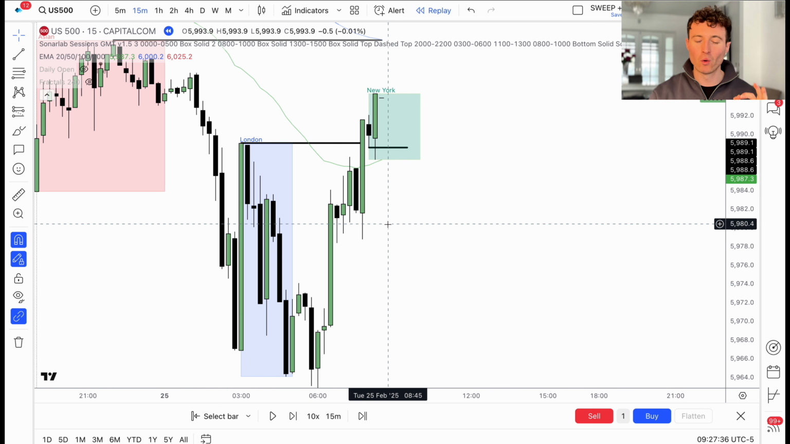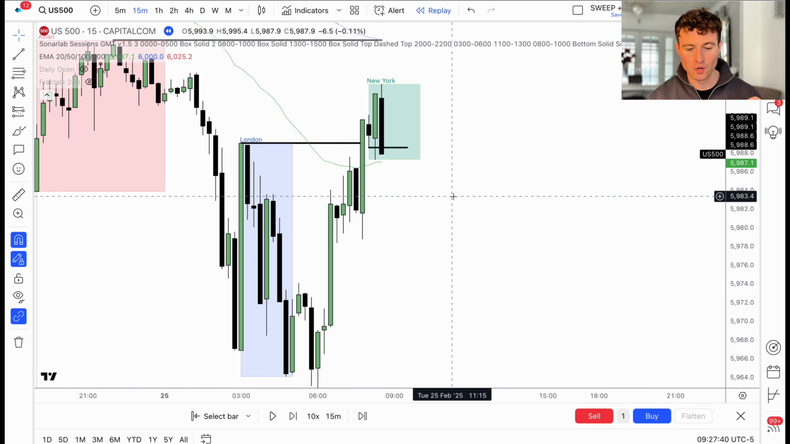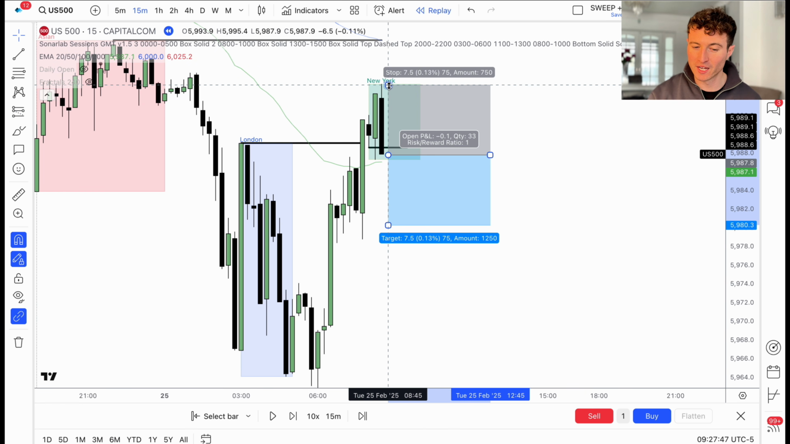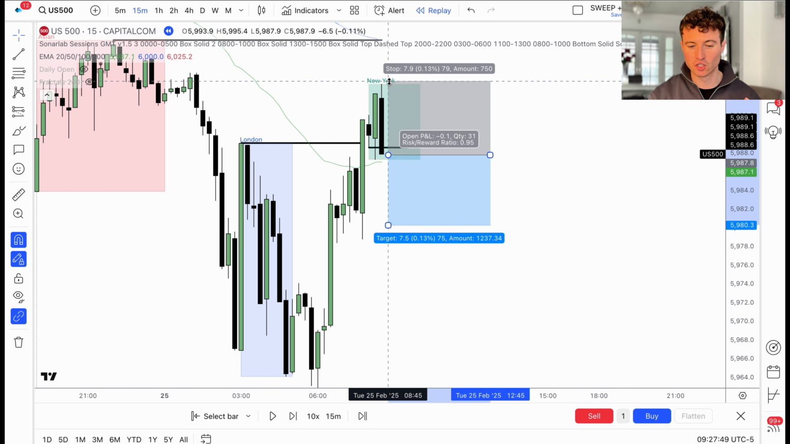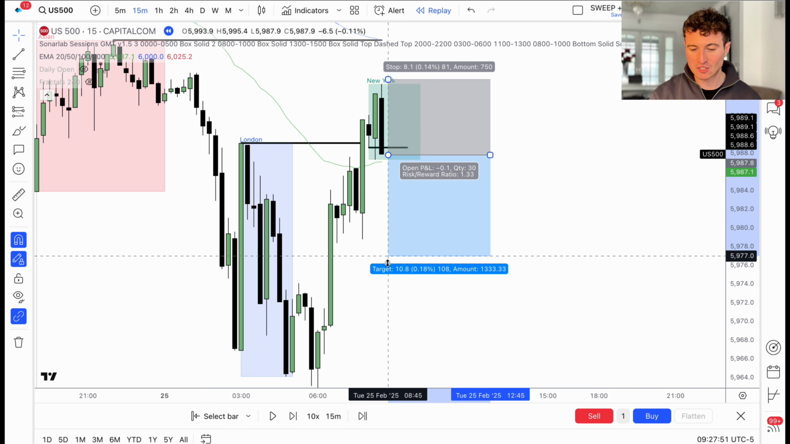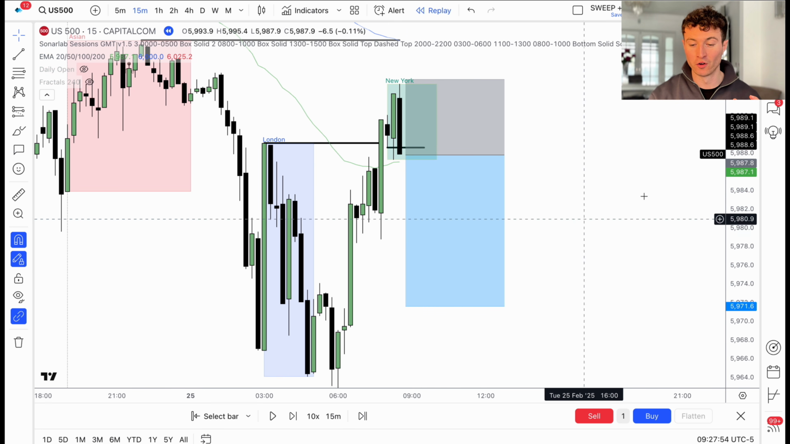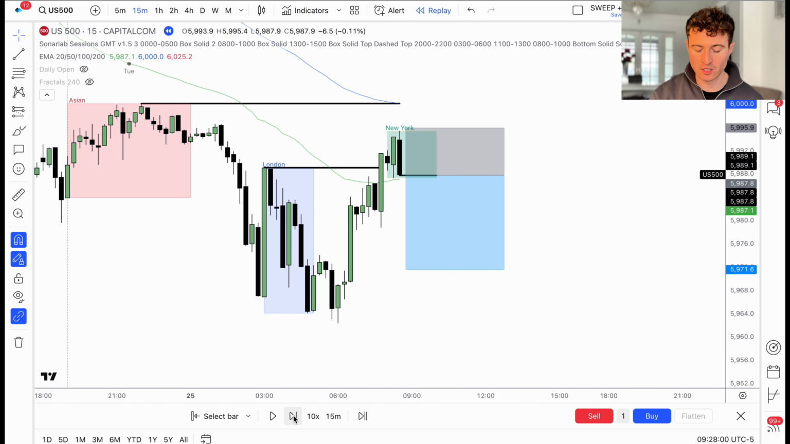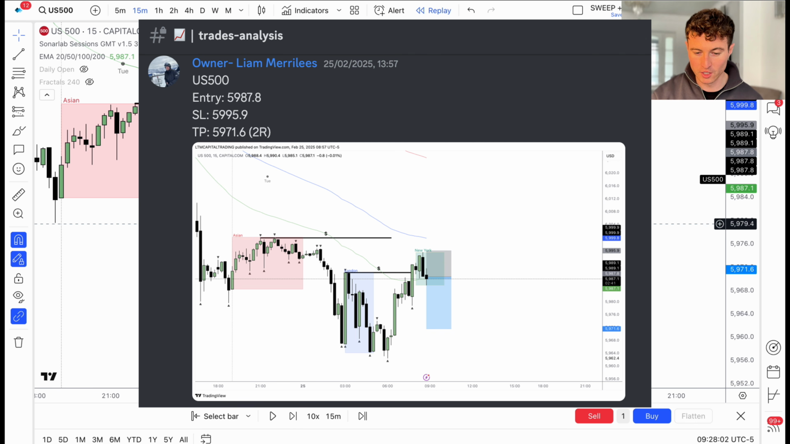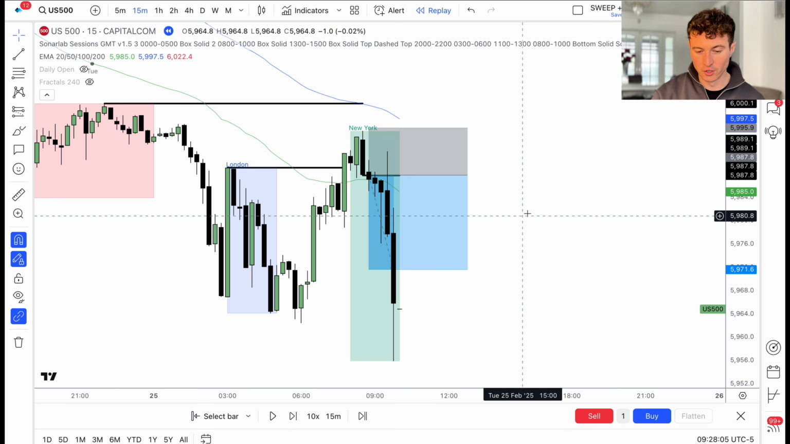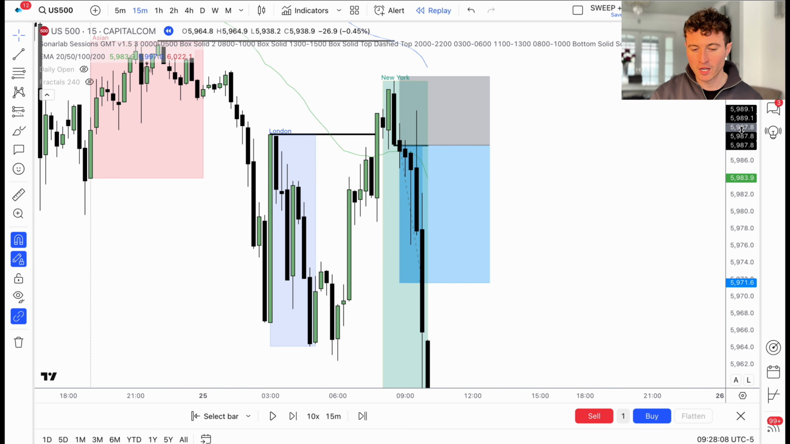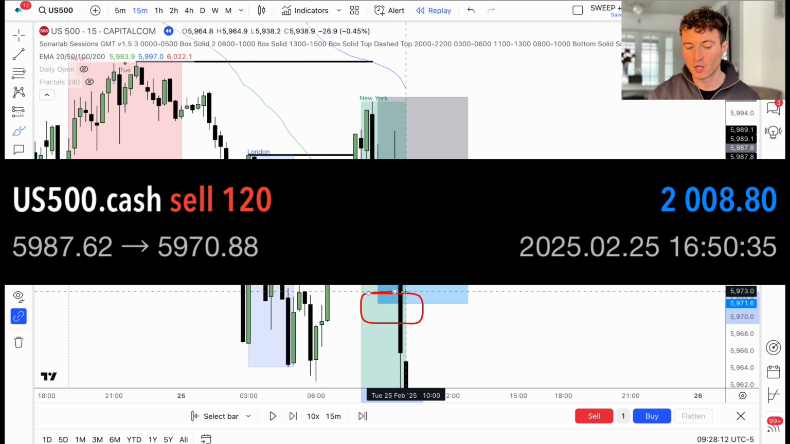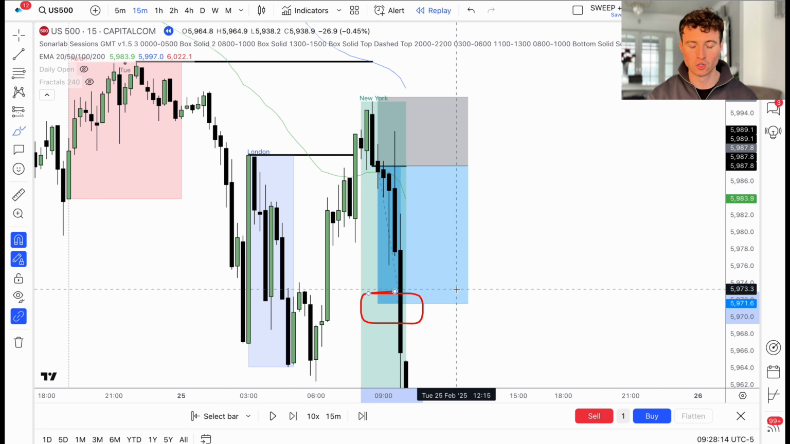And then we're simply waiting for another confirmation. We confirm again right here. And therefore we can enter on the break of this candle low with invalidation just above the liquidity sweep. And this time we're targeting again, just a 1 to 2 risk to reward. So we're triggered if we break this candle low. So let's see if we are. So we're triggered short in this trade right here. And you can see during the New York session, this trade then melts to the downside, hitting our take profit for a mechanical 1 to 2 risk to reward.